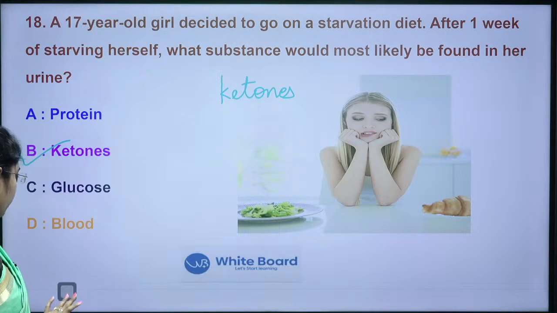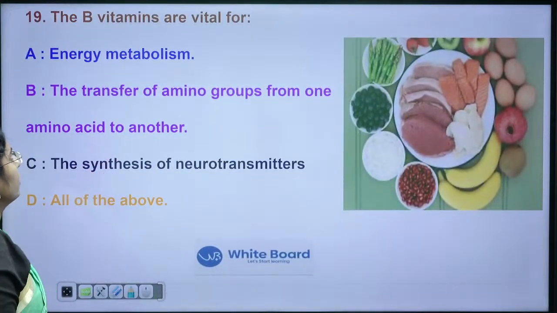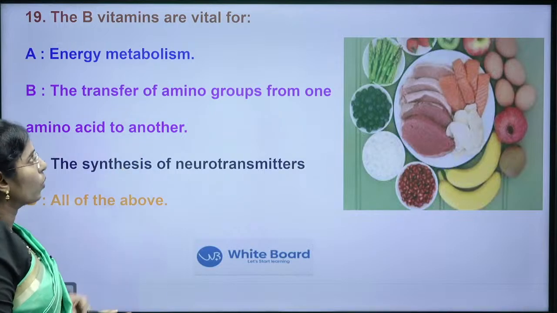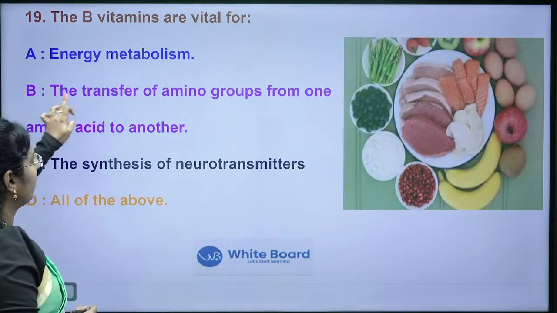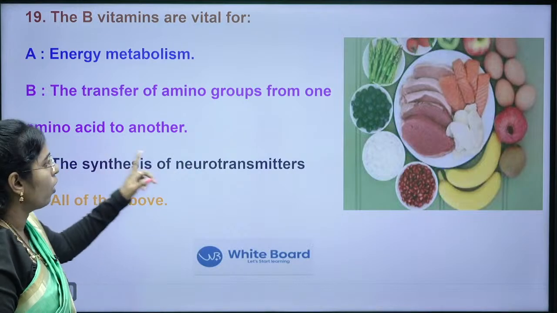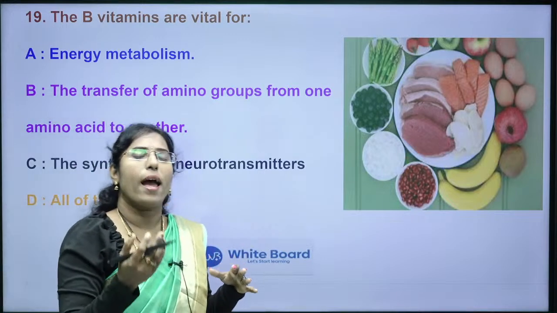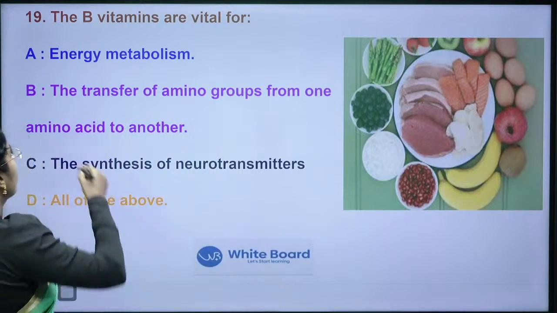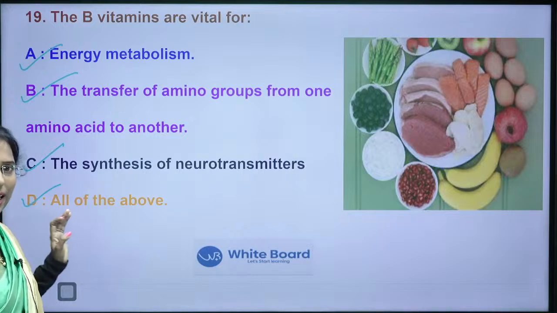Coming to the next question, 19th question. Vitamin B is vital for what? What are the main roles of this vitamin B? Here they have given option A, energy metabolism, option B, the transfer of amino group from one amino acid to another, and option C, the synthesis of neurotransmitters. Since vitamin B acts as a cofactor for many enzymes, it will perform all these functions. Therefore options A, B and C are correct, so the answer is all of the above.